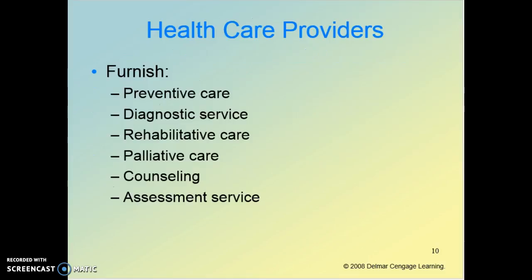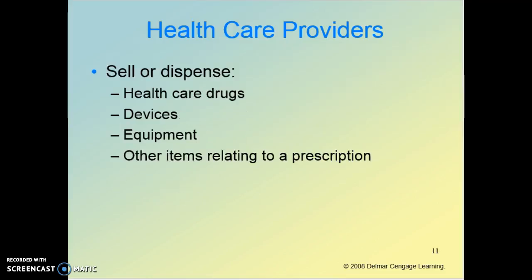So a healthcare provider is defined as someone who is going to furnish some of these things. Not necessarily everything, but they might do some of these things. So they might provide preventative care, diagnostic care, rehabilitative care, palliative care, counseling, assessment services, or you can also be a healthcare provider if you either sell or dispense healthcare drugs, devices, equipment, anything related to a prescription. Those are all considered healthcare providers.